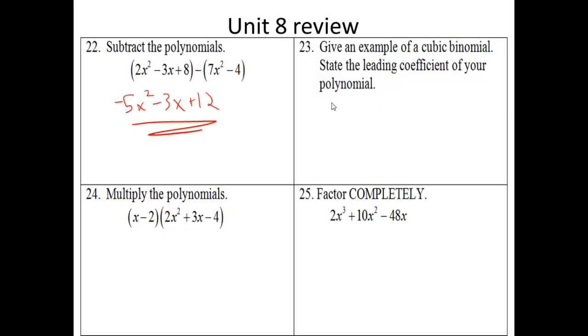So give an example of a cubic binomial. So cubic means that we have a degree of 3. So we have x to the third. Binomial means we have two terms. So plus 3 could be 3x, could be 3x squared, could just be 3. It says state your leading coefficient of your polynomial. So this is my leading coefficient right here. I didn't have anything there, but really that's just a 1. So my leading coefficient is equal to 1.